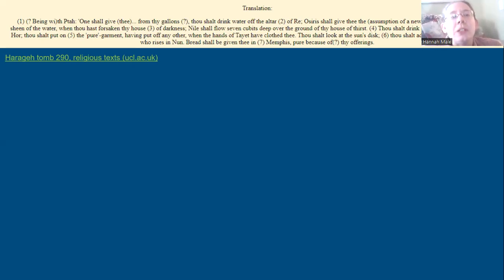So, a couple things to note about this passage. One, it's a very corporeal, body-based existence after death. So the assumption in these three or four lines is that you're going to want to drink, you're going to want to eat, you're going to want to have nice clothes on.